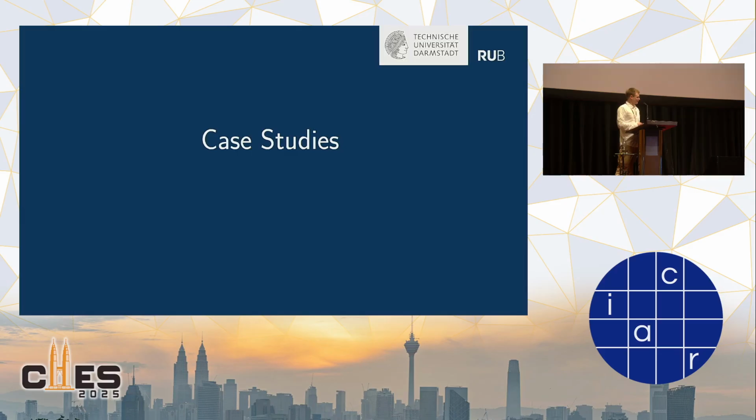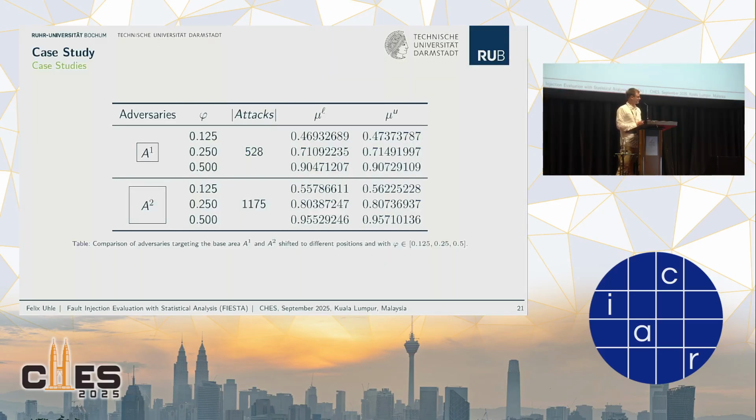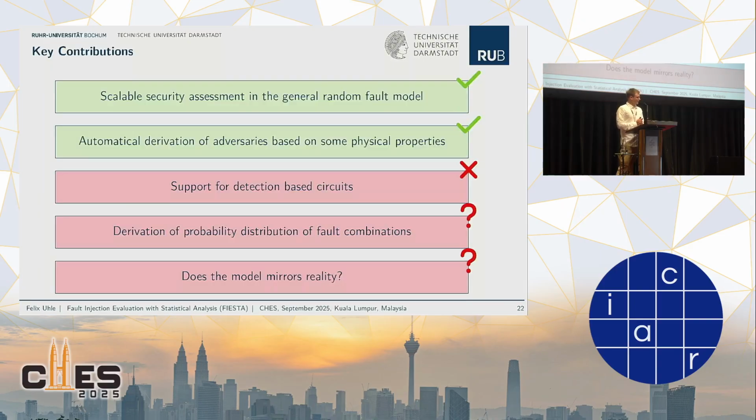Okay. We also did a few case studies, and I think you can summarize our results in that the adversary with the largest shape was always the most powerful, independent of the implementation we tested. Our key contributions are that we provide a scalable security assessment in the general random fault model, and we allow the automatic derivation of adversaries based on some physical properties of the circuits which should be analyzed. Currently, we lack support for detection-based circuits. However, we are working on that.